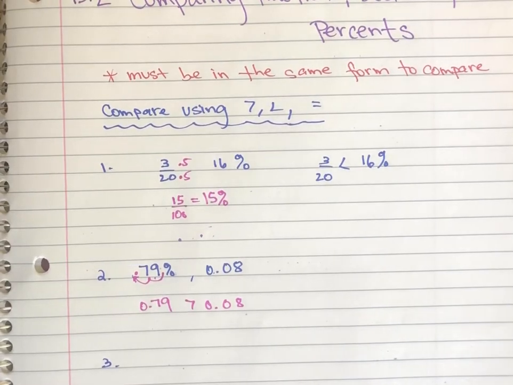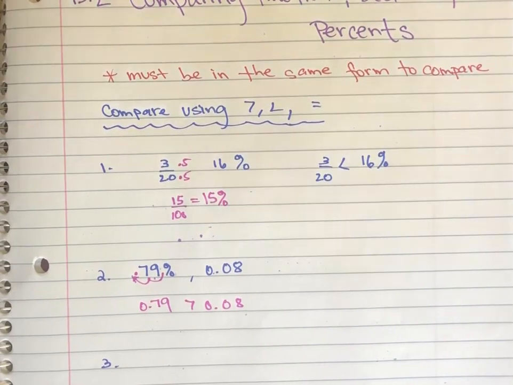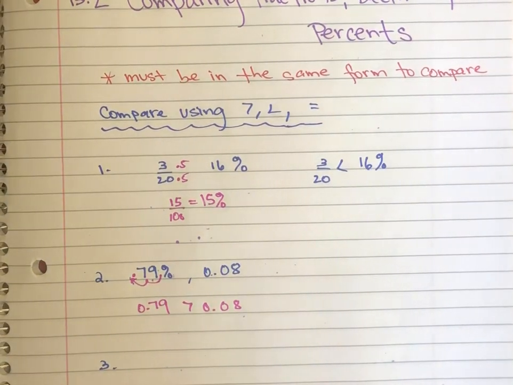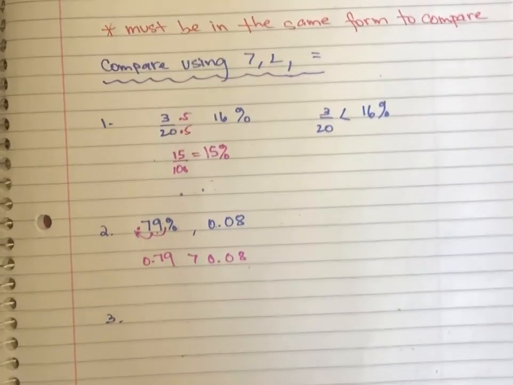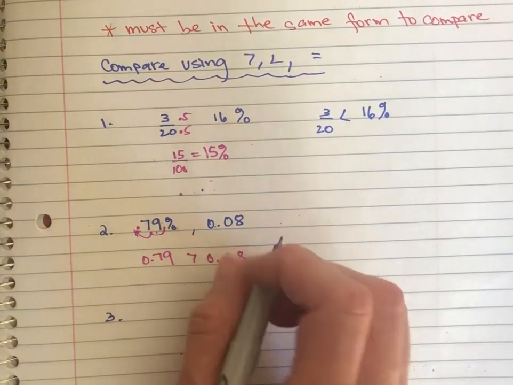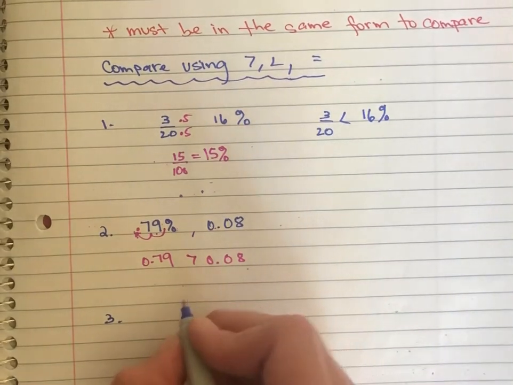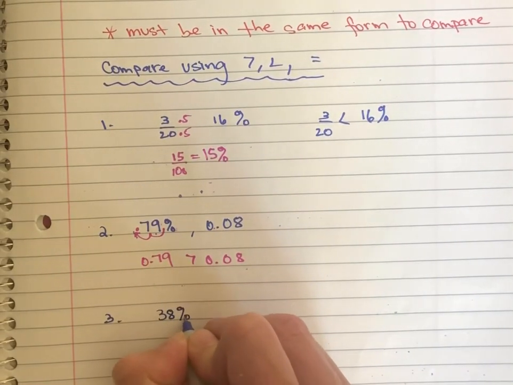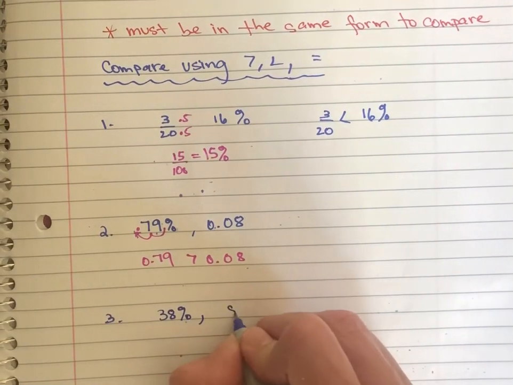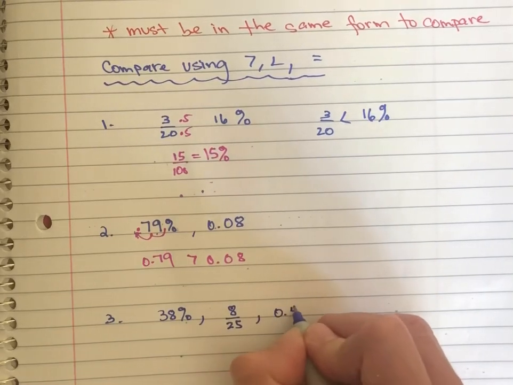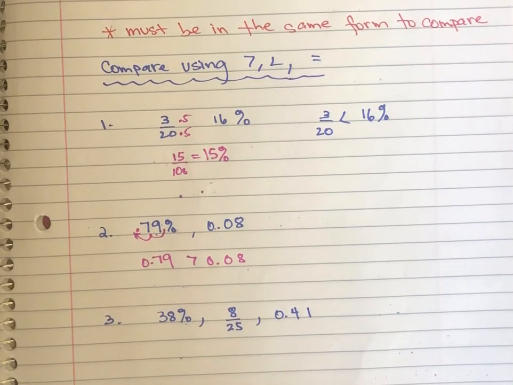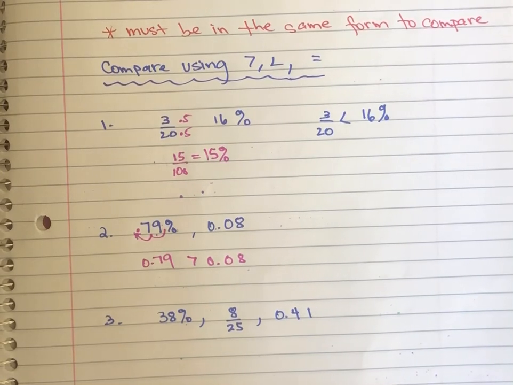Let's try one more where we have a list. The classwork might ask you to use a number line to order from least to greatest, and to me it's not really that important that you use a number line, although you definitely can. Let's try 38%, 8/25ths, and 41/100ths. So if you were to use a number line, I think converting to decimals makes the most sense, okay?